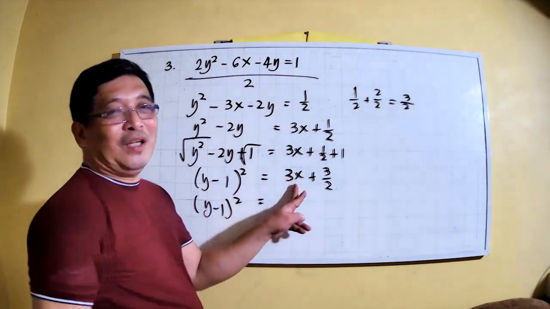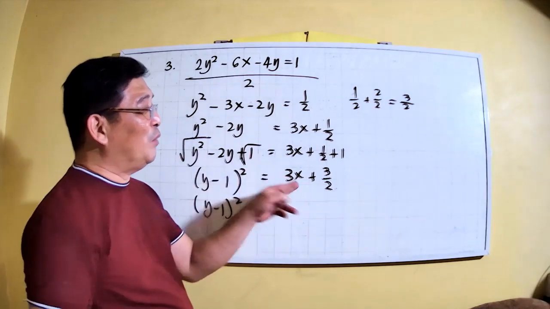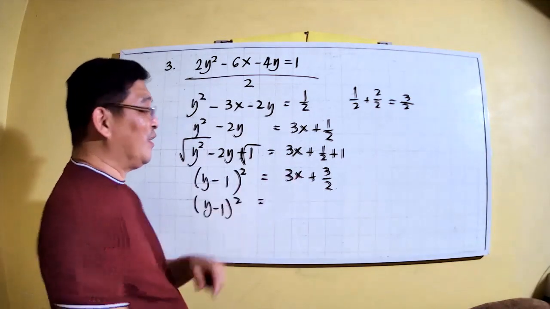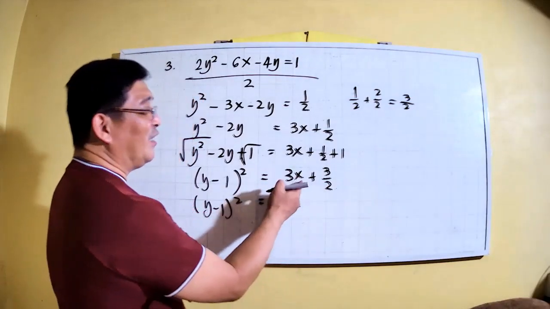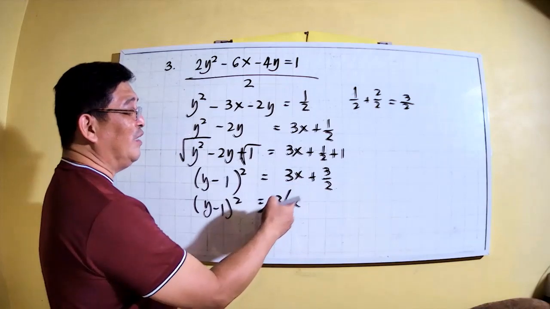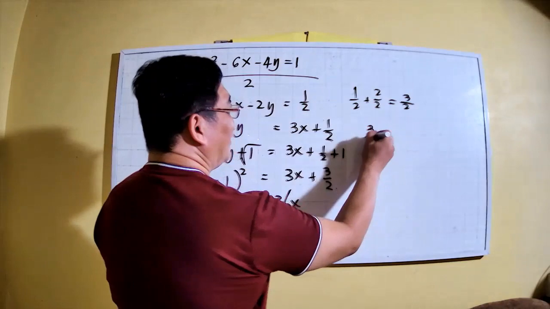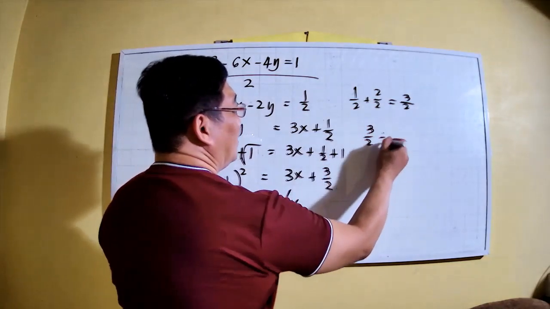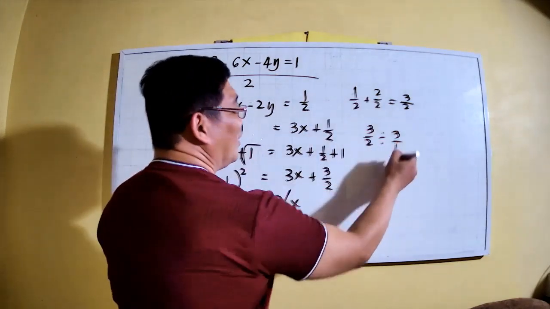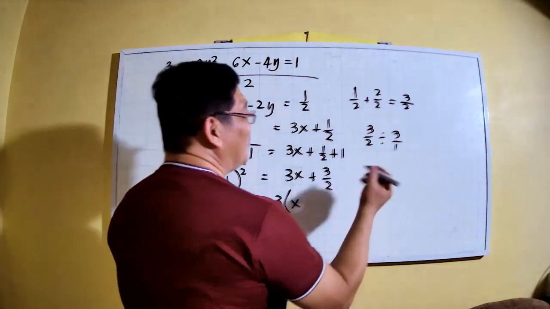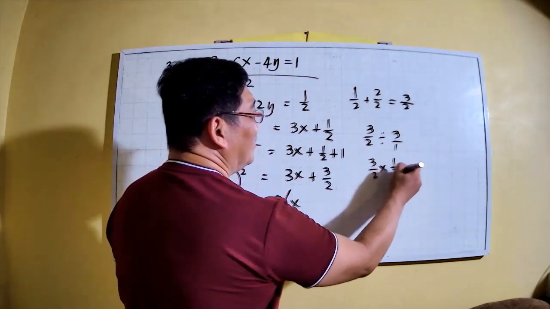And then, hindi pwedeng may kasama tong x natin na to. Kailangan natin i-factor ng 3 yan para mawala yung numerical coefficient ng x. We have to factor it by 3. I-divide natin to sa 3, naging 1x. I-divide din natin to sa 3. Pag i-divide natin sa 3, 3 halves divided by 3. Siyempre, kukunin natin yung reciprocal nito and then we're going to multiply. Ganun lang yung fraction. 3 halves multiply by 1/3.